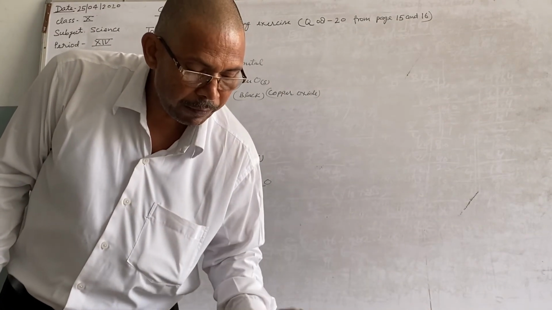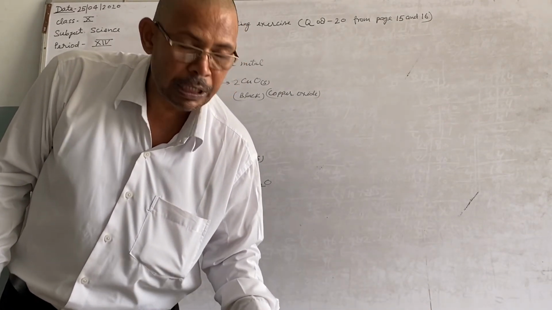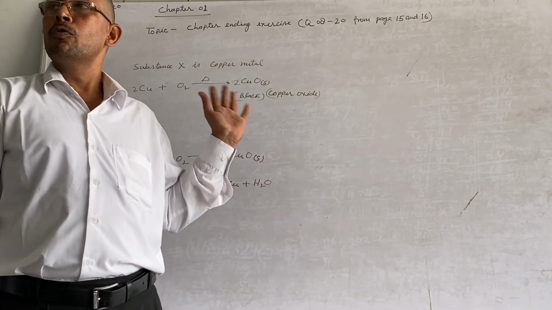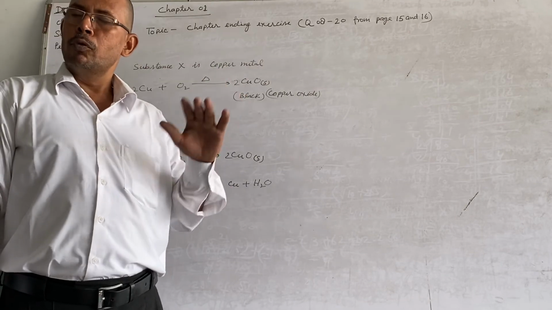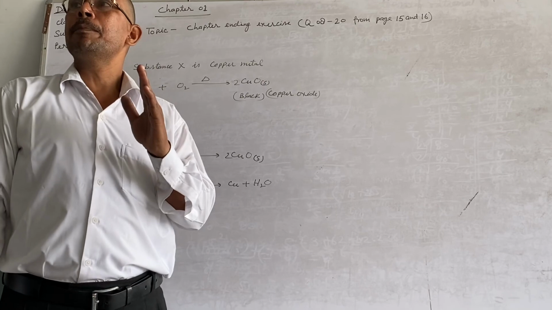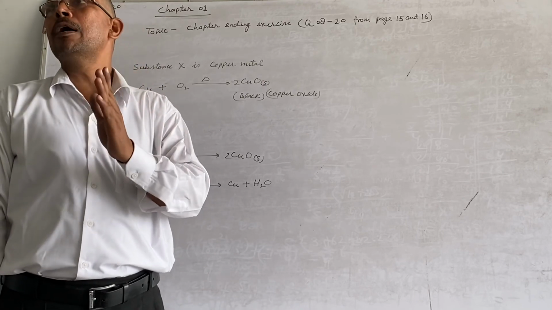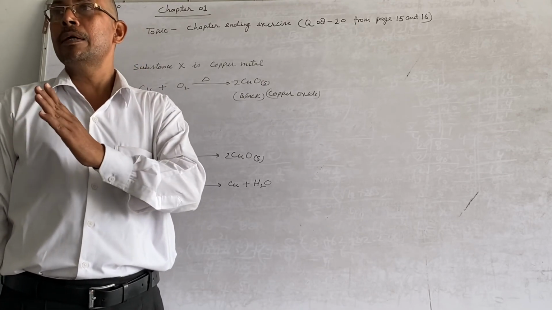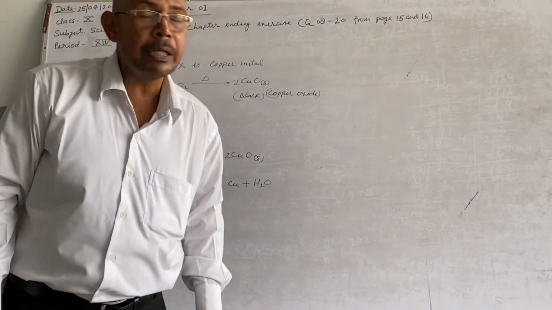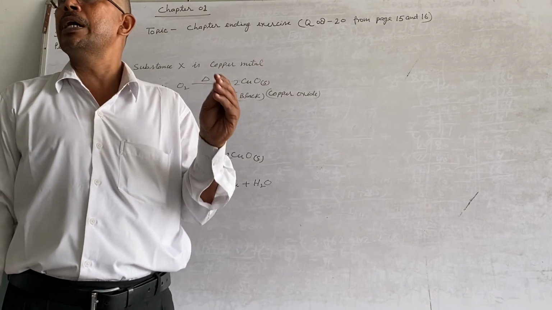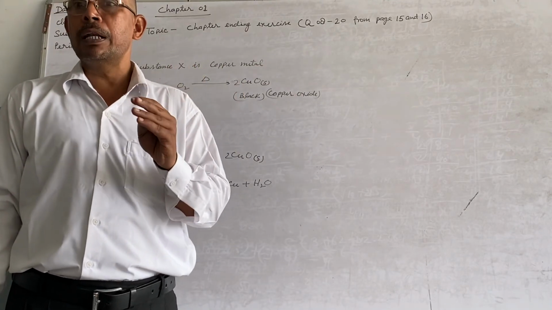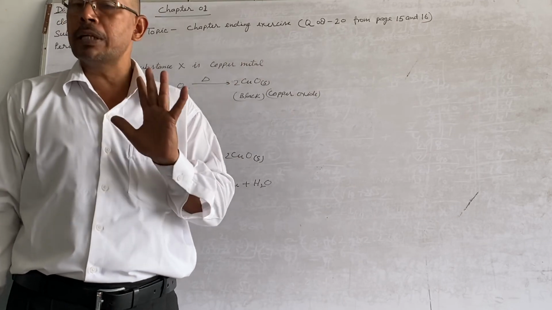Explain the following terms with one example of each: corrosion and rancidity. I have told you about this in my lecture. Corrosion is the process of decomposition of a metal by air, water and other chemicals. And rancidity is the process of oxidation of fat or oil present in food items, producing a foul smell and bad taste. So this is about rancidity.